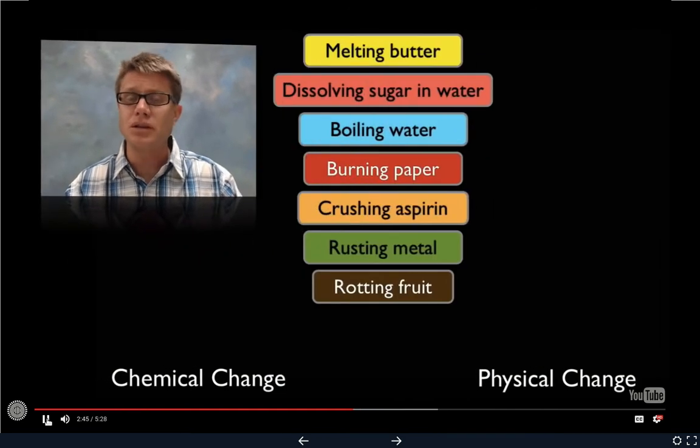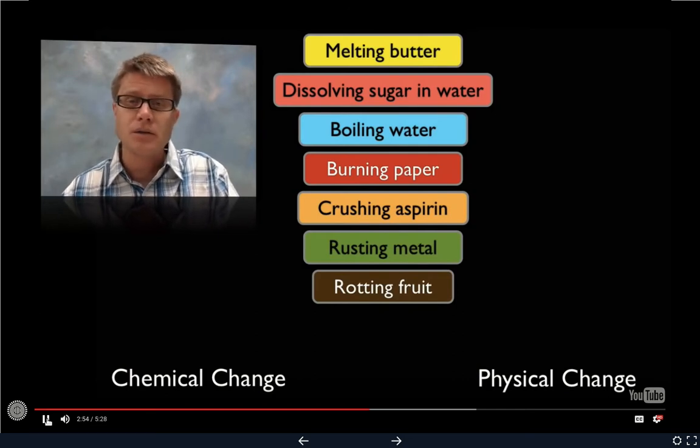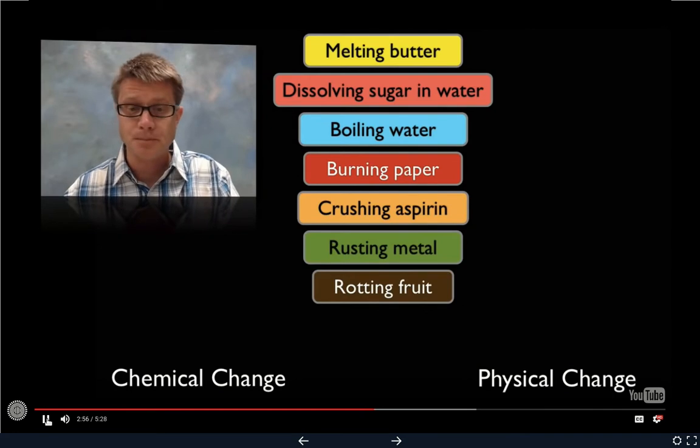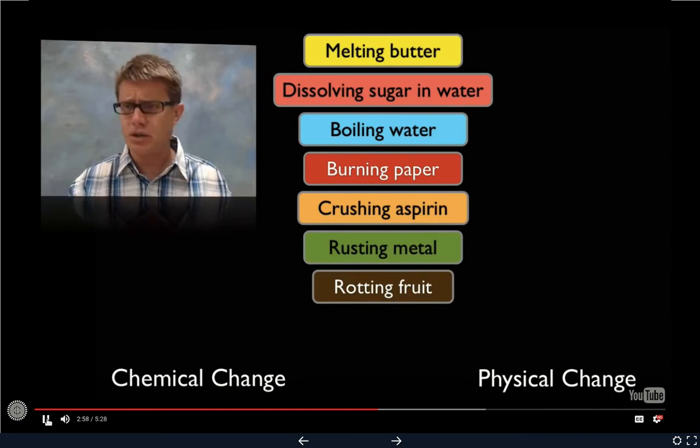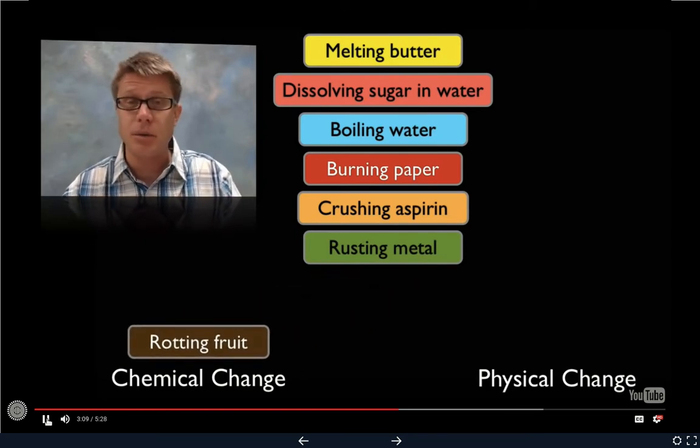And so let me give you these examples. You may want to pause the video at this point and try to figure out which of these are going to be chemical changes and which are going to be physical changes. So let's start with rotting fruit. Do we have production of gas? Maybe. Do we get a change of color? For sure. Is it easy to go from rotting fruit back to fruit? Not really. And so what would we call that? That would be a chemical change.